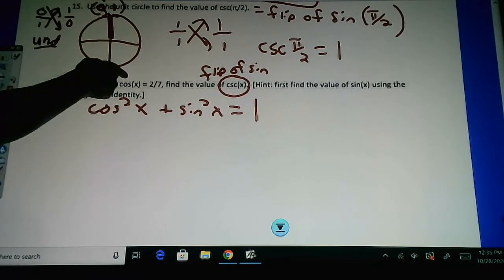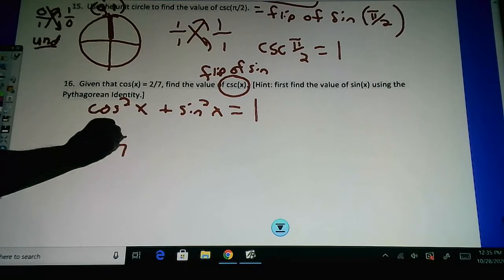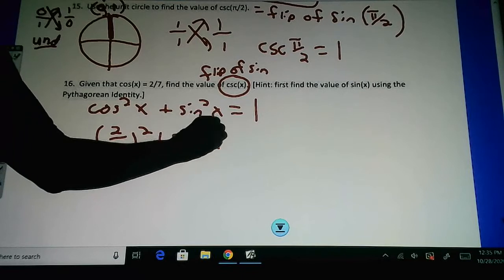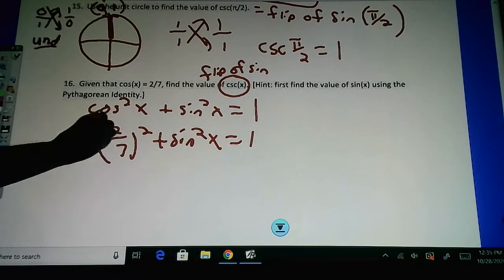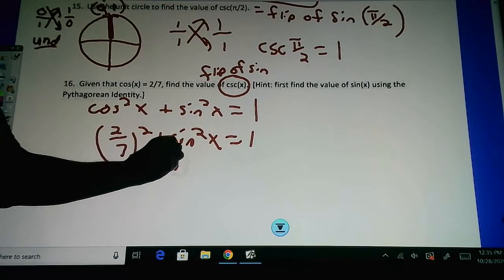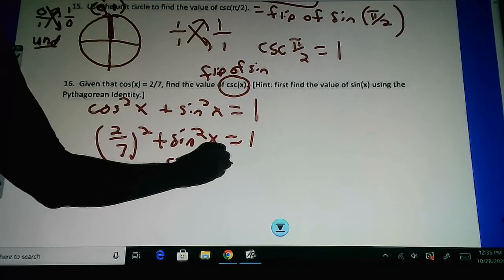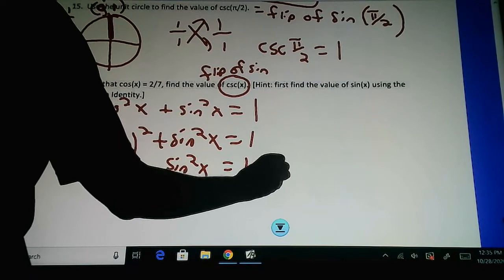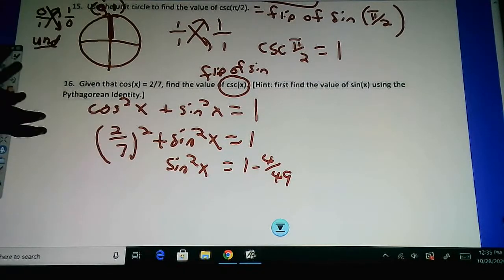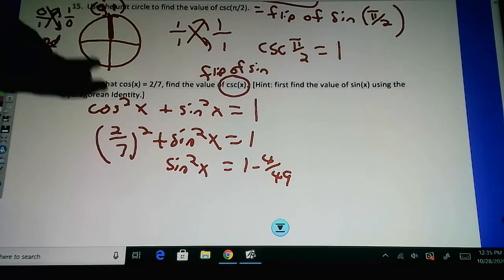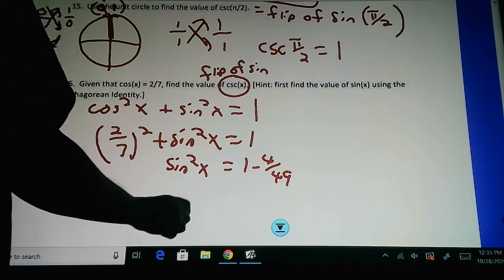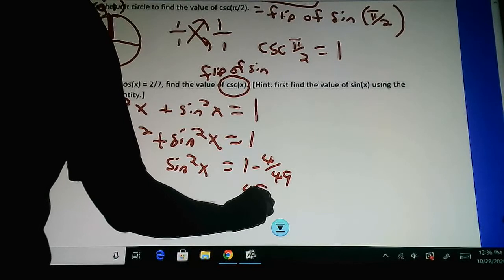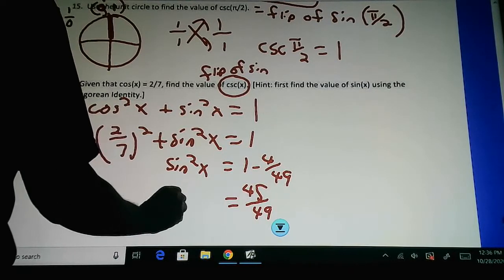All right, so we know that cosine is 2/7. We're going to square that. That'll give us 4 over 49. I'm going to skip a step here. 4 over 49 subtracted from 1. So I have 49 candies in a jar. I took out 4 out of the 49. Then I have 45 out of the 49 left to give to the trick-or-treaters.